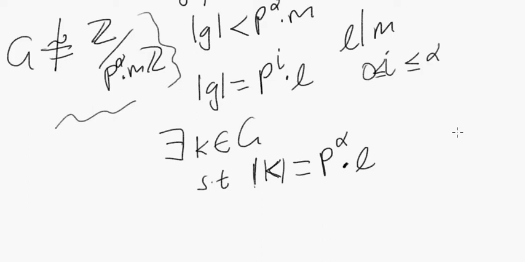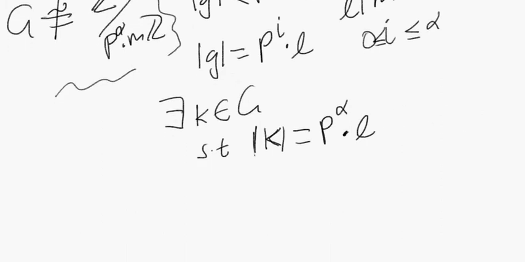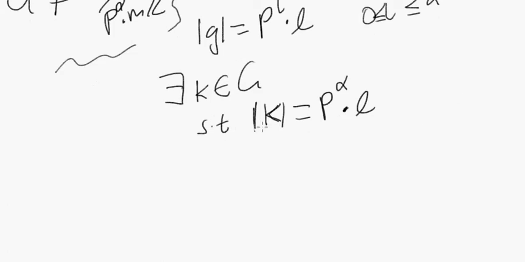Suppose we're able to prove that there is an element such that the order of k equals p to the alpha times some l, where the p to the alpha has been kept constant. It's only the l, the divisor of m, that's been reduced. Well, suppose we're able to show this. Could this be useful information to us?